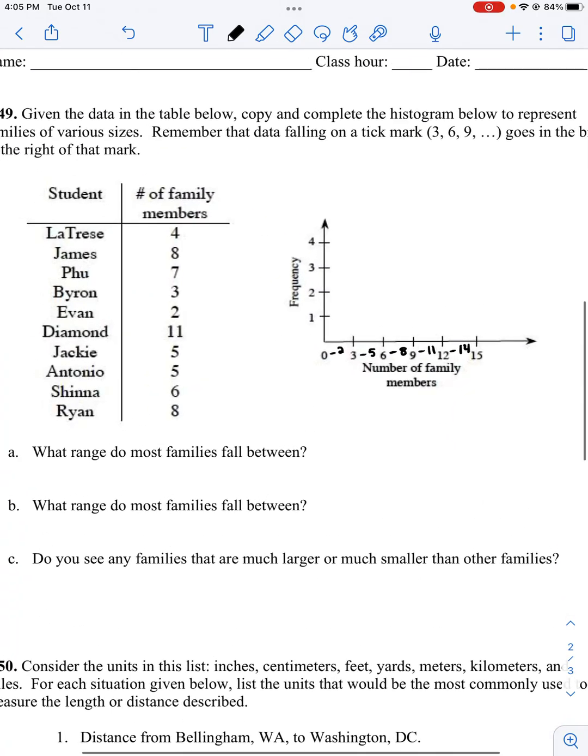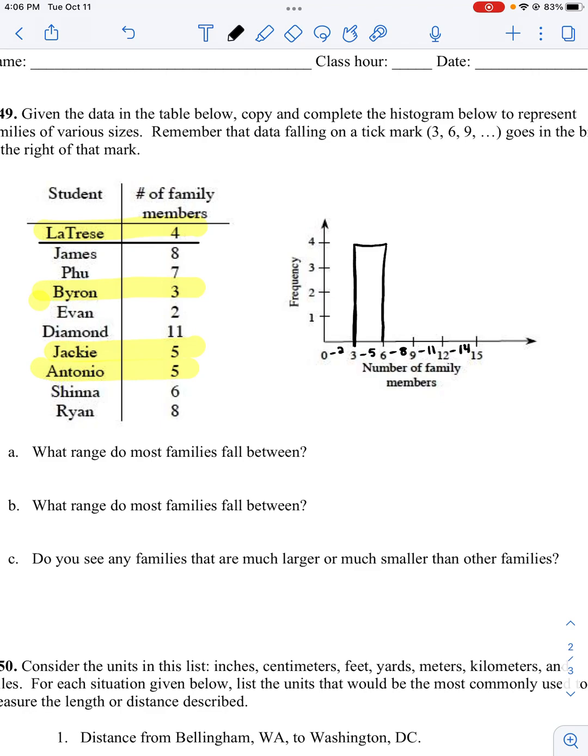Okay? Now, when I'm putting in my data, I'm going to look. Okay, I'm going to start with Latrice. There's 4. That's going to go in this bin right here, 3 to 5. So she's going to go in that bin. Anything that is 3, 4, or 5 is going to go into that bin. So I have Latrice, Byron, Jackie, and Antonio. So that's 4. So for my height, for 3 to 5, I'm going to make it go all the way up to the 4.